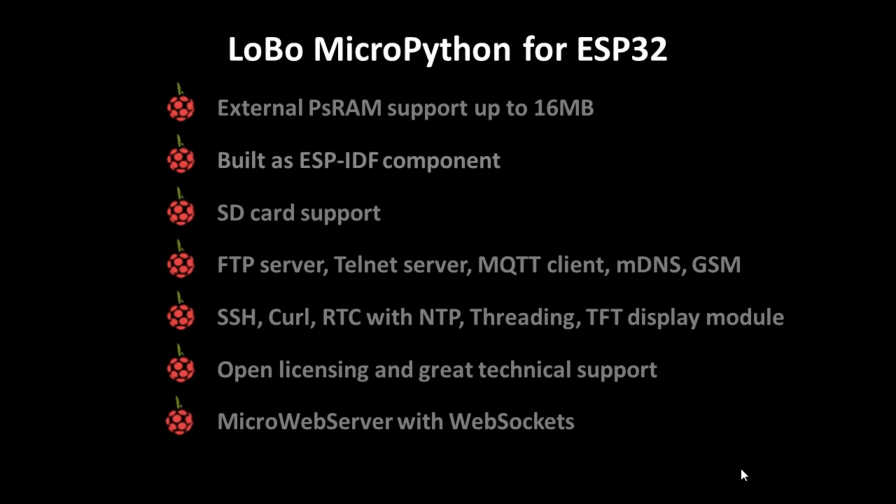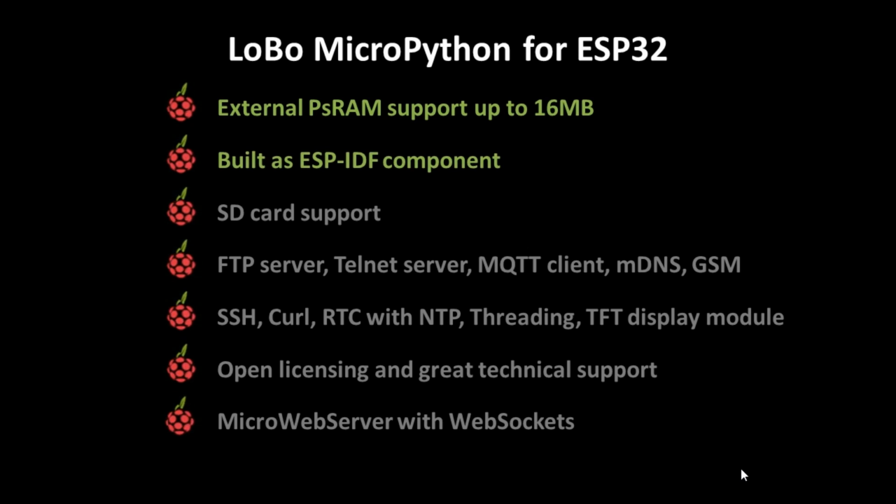MicroPython.org build used in my previous videos. LoBo has support for up to 16 megabytes of PSRAM. This addresses a common problem, which is the limited amount of free memory available when using MicroPython on an ESP32. And many ESP32 boards now come with PSRAM.